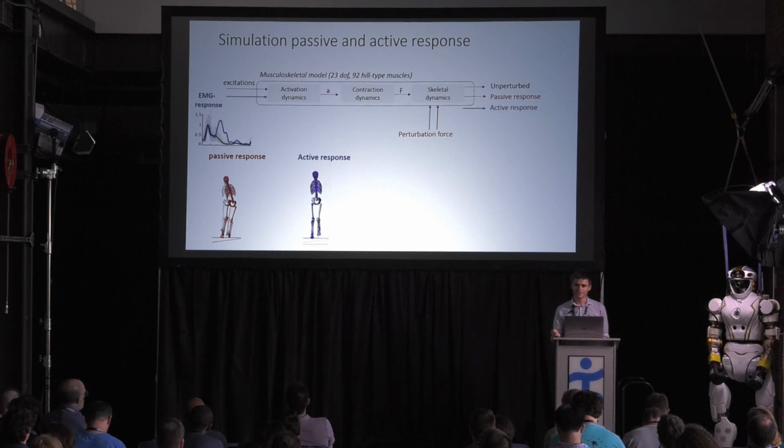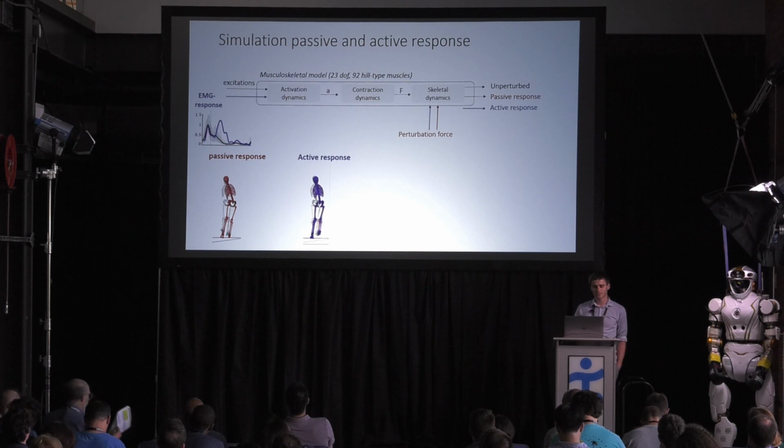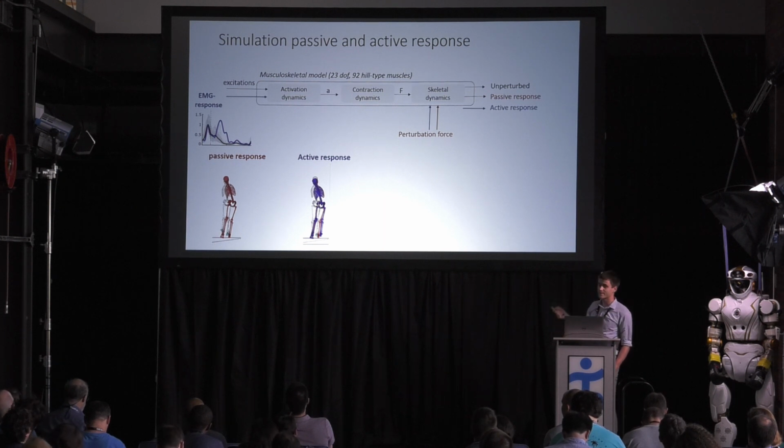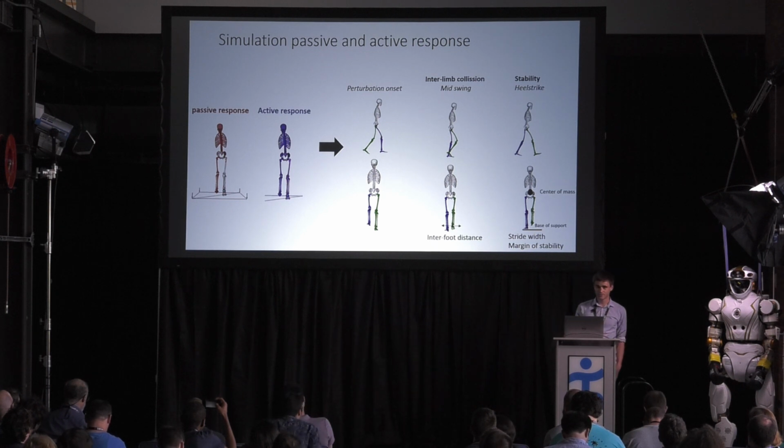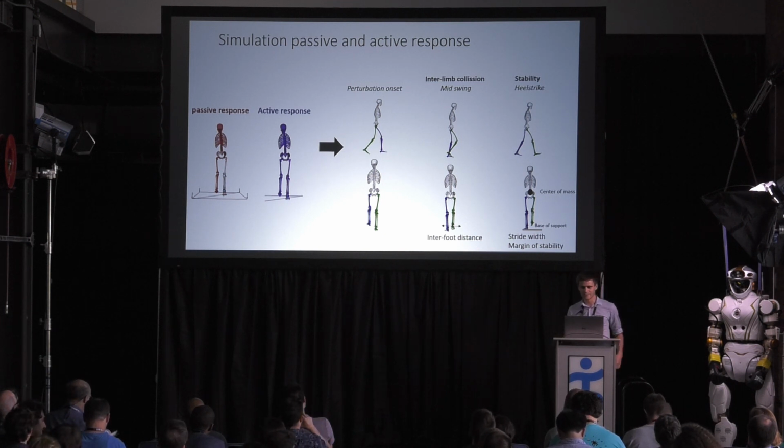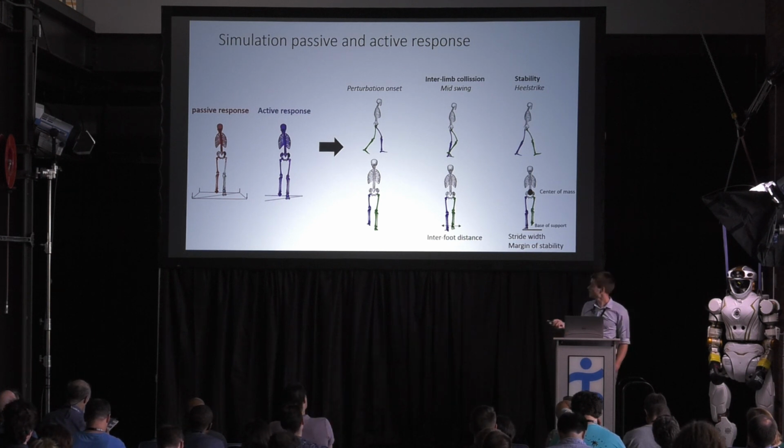Then we evaluated the effect of the hip abductor muscle activity on the foot placement by adding both the measured reactive activity of the hip abductor muscle and the perturbation force to our simulation. We then evaluated our simulations using two outcome variables. First, during mid-swing, we computed the inter-foot distance, which estimates the risk of inter-limb collision, so when the left and right foot swing beside each other. And secondly, we evaluated at first heel strike after perturbation the change in stride width and margin of stability.